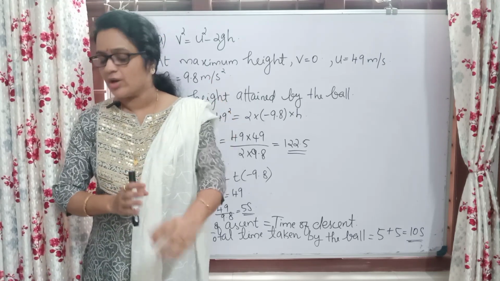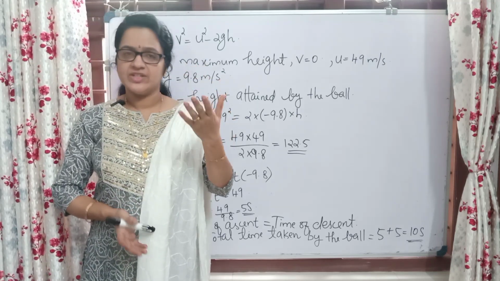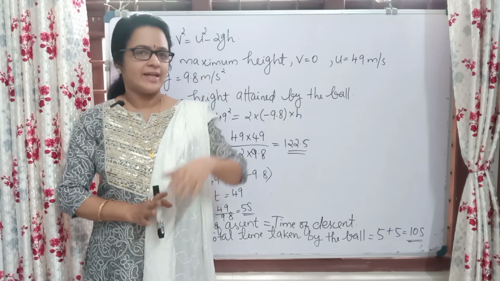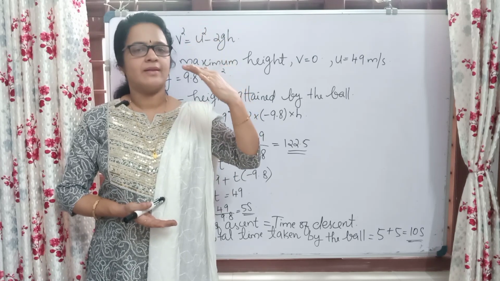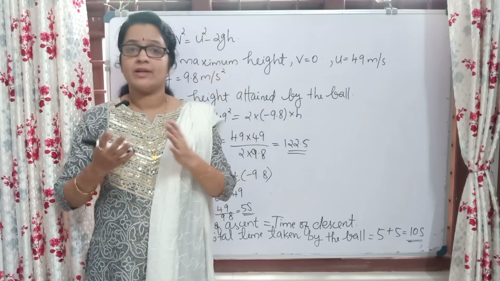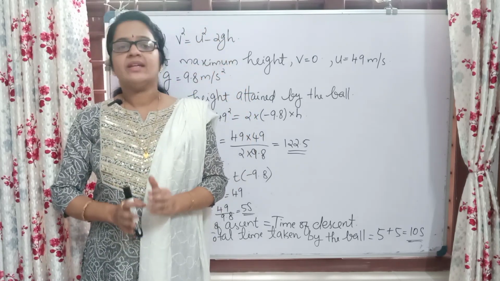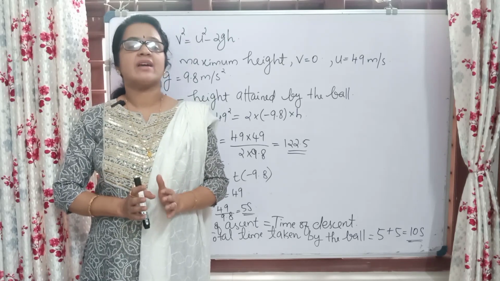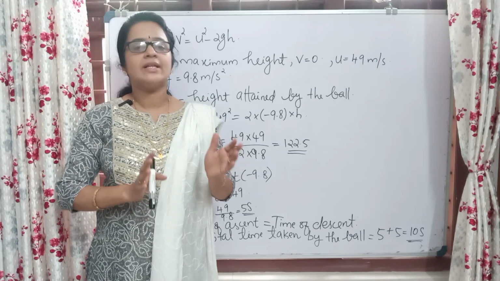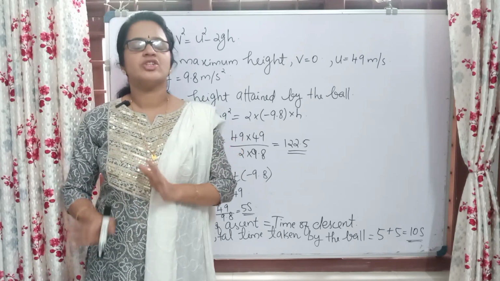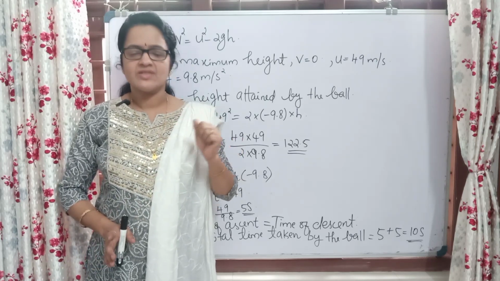In the first case, a ball is thrown vertically upwards and the initial velocity is given. At the top, what will be the velocity? When it reaches the maximum height, the value of velocity will be 0. So the final velocity will be 0, and first of all we have to calculate the maximum height it reached, and then we have to calculate the total time taken by the ball to reach the ground. So these two questions we have to answer.